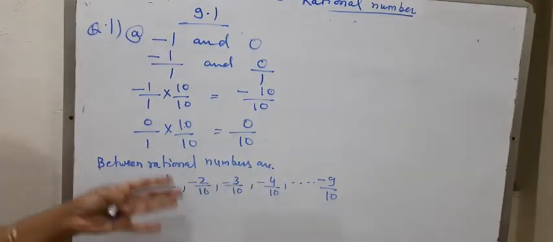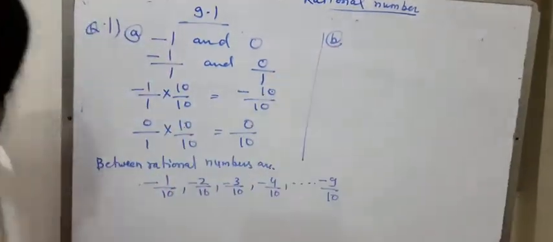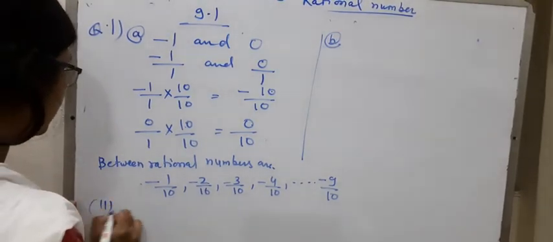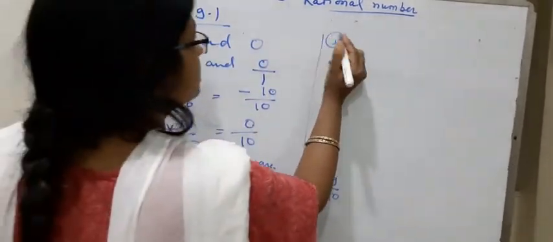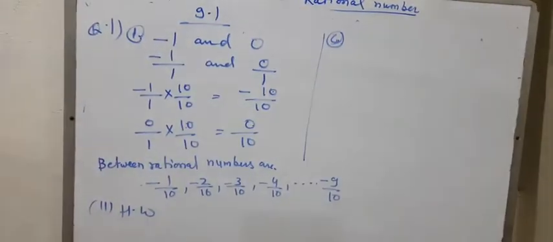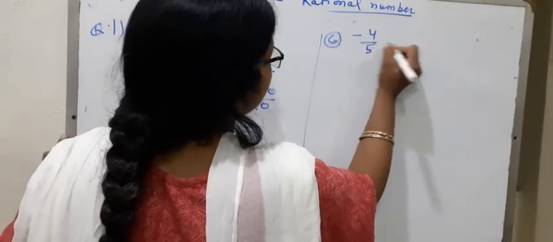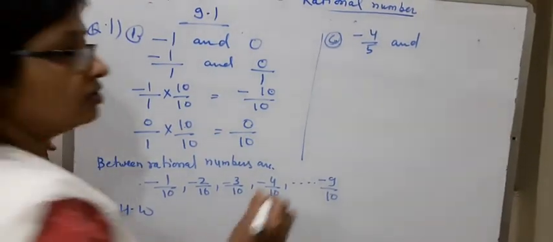So we write 5 rational numbers. We can choose any 5 numbers. B is your homework. Then C: minus 4 by 5 and minus 2 upon 3.